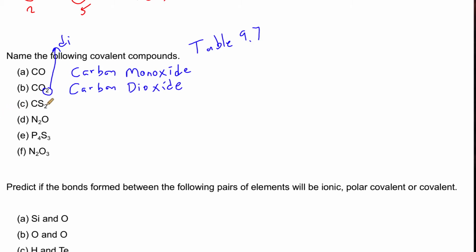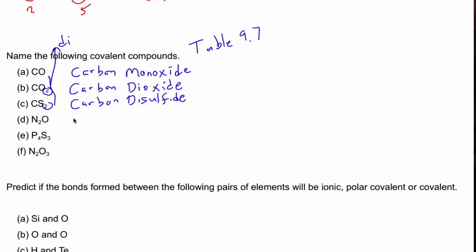The third example again has carbon, so we're doing a lot of carbon here, and it has 2 sulfurs. So we're going to write di again, because 2, just like in this example, 2 meant di, sulfide. So carbon disulfide. Now here we change things up a little bit in the fourth example.